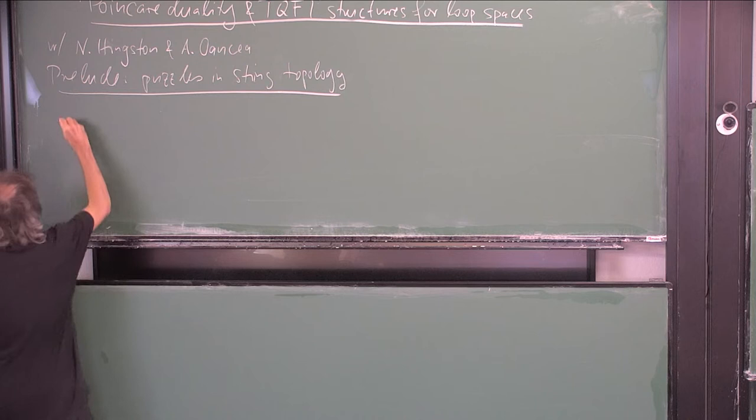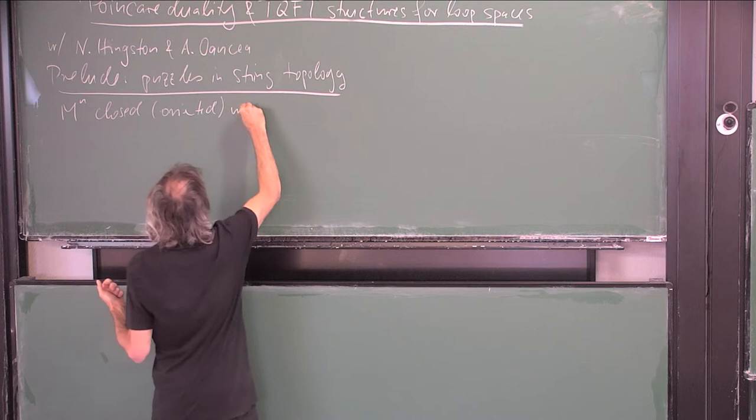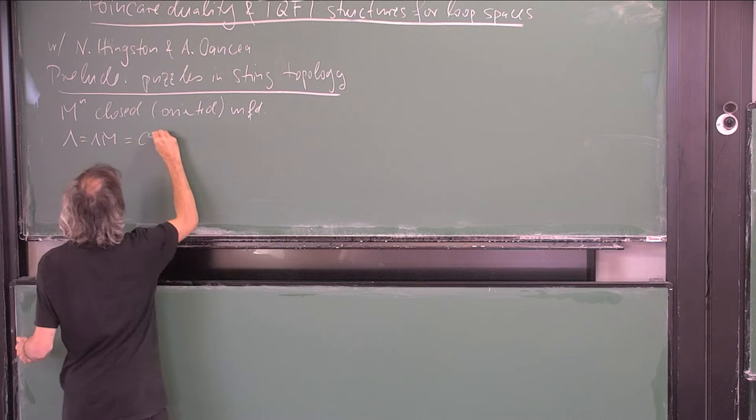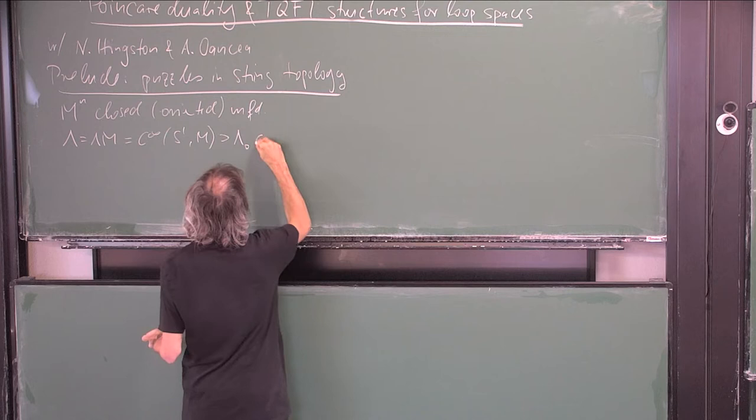So throughout this talk, M will be an n-dimensional closed semi-oriented, although that's not really necessary, manifold, and I will denote by lambda, or sometimes maybe I write lambda of M, the free loop space. It's just the smooth maps from the circle into M. And what will also play a role is the space of constant loops, which I will denote by lambda zero, which is just the constant loops.